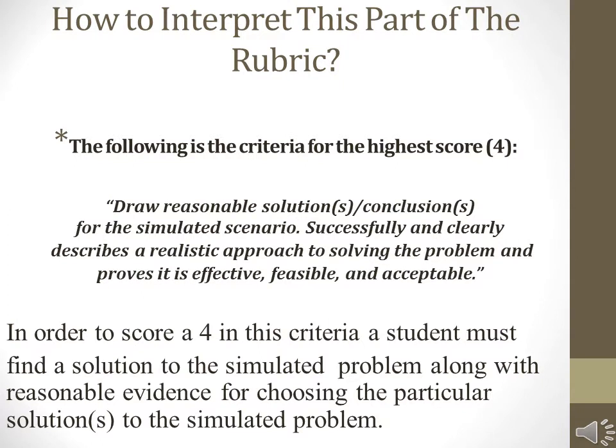How to interpret this part of the rubric? The following is the criteria for the high score 4. Draw reasonable solutions, conclusions for the simulated scenario. Successfully and clearly describes a realistic approach to solving the problem and proves it's effective, feasible, and acceptable. In order to score a 4 in this criteria, a student must find a solution to the simulated problem along with reasonable evidence for choosing the particular solution or solutions to the simulated problem.